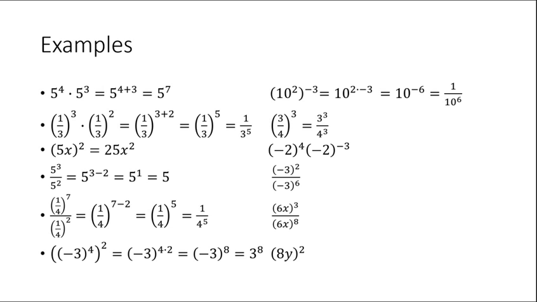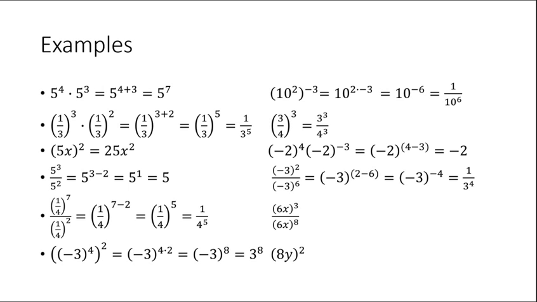In the next problem, we have the same base value, -2, raised to the 4th times -2 to the -3rd. Recognize that this is actually just -2 to the 4th over -2 cubed. Either way, you get -2 raised to 4 minus 3, which is -2 to the 1st power, or just -2. In the next problem, we have -3 squared over -3 to the 6th. So we will take -3 raised to the power 2 minus 6, or -3 raised to the -4, which is 1 over 3 to the 4th power.